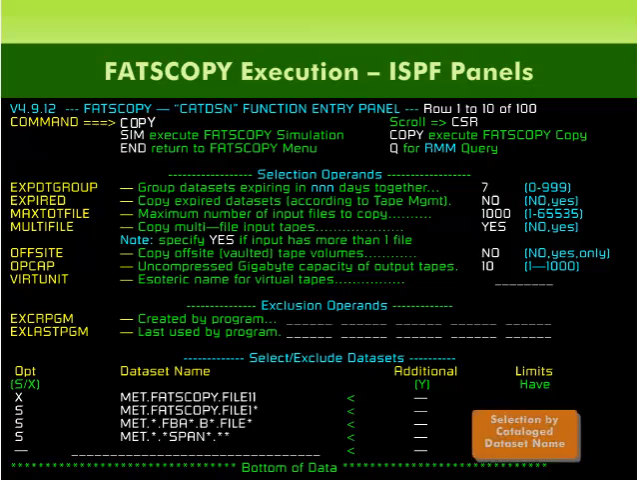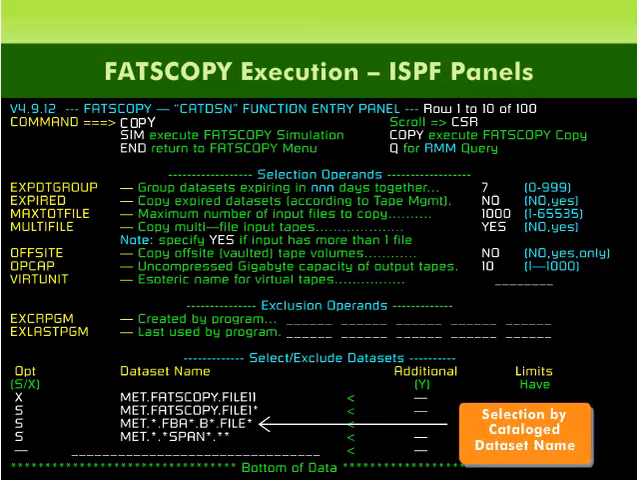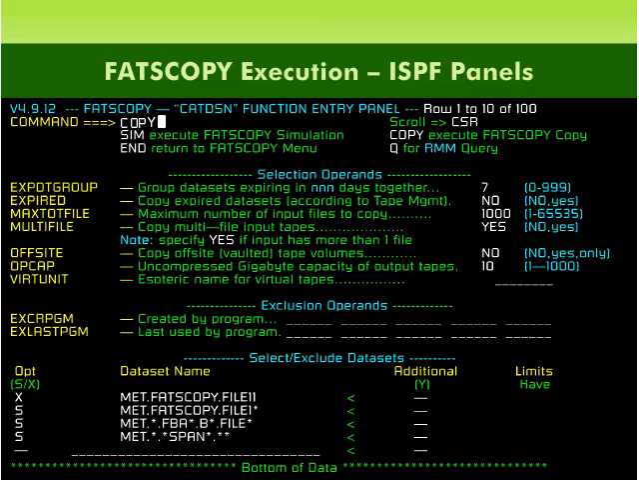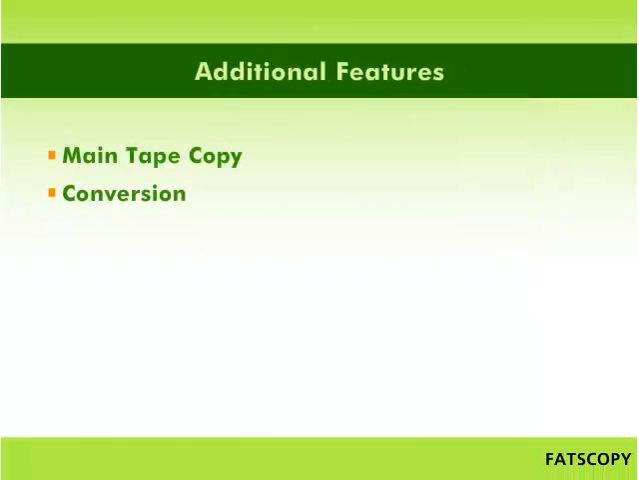3 sets of selection criteria will pick up a range of datasets from the MET application, and we've also provided an exclude for a specific file that will not be included in the copy process. We've set a value of 7 for the EXPDT group operand, which tells FATSCOPY to look at the expiration dates of the datasets being copied and to group together on the output tape or tapes those that expire within the same 7-day period.